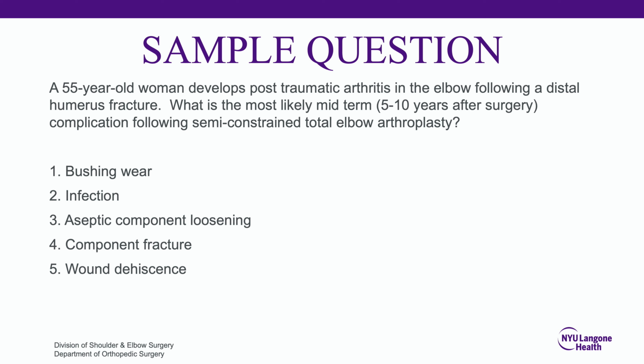Wound dehiscence is mostly an early complication. So we're talking between bushing wear and aseptic component loosening. Generally, aseptic component loosening occurs somewhere after about 7 to 12 years, in that range. So in the 5 to 10 year term, most likely bushing wear is the answer they're looking for.